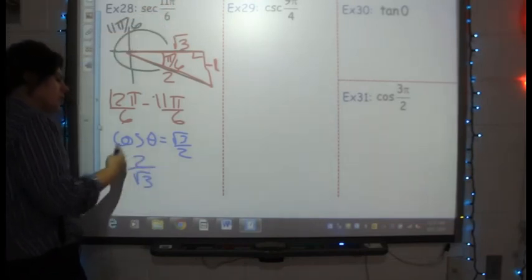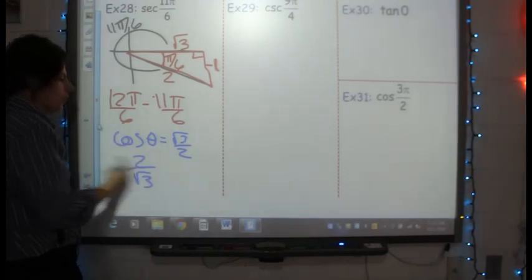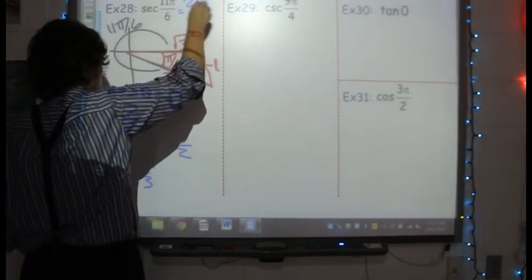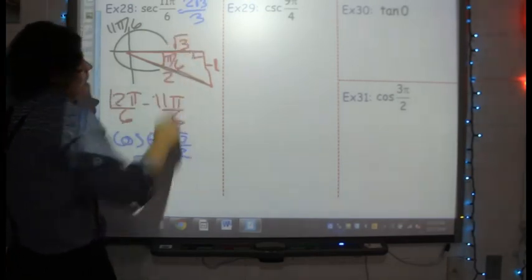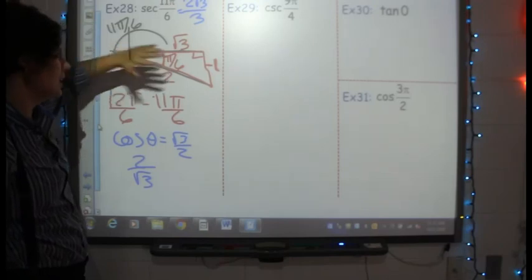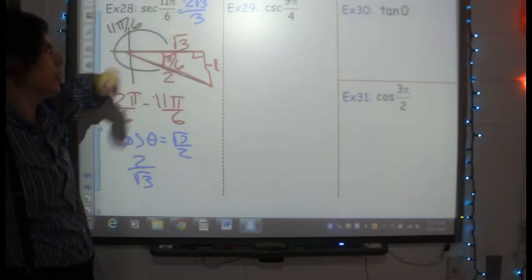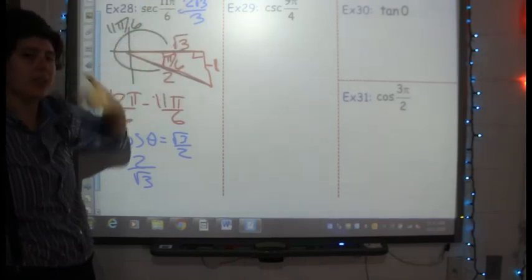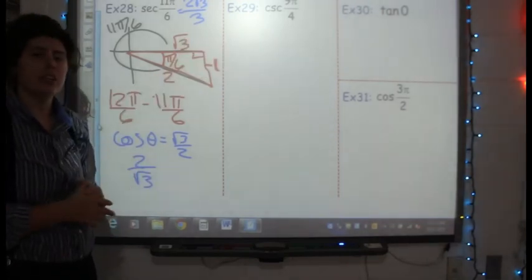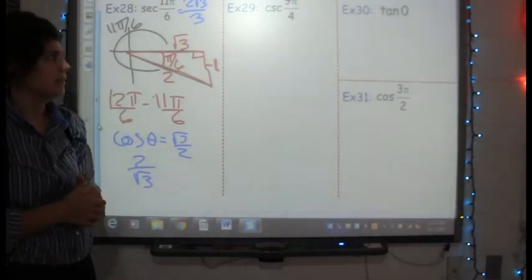So what do I have to do when I get 2 over the square root of 3? Well, of course, I have to rationalize it. So this becomes 2 square root of 3 divided by 3. Notice I resulted in a positive answer. A smart trig class: well, cosine and its reciprocal are both positive in the fourth quadrant. That's why. If you can, go ahead and pause the video and see if you can try number 29.